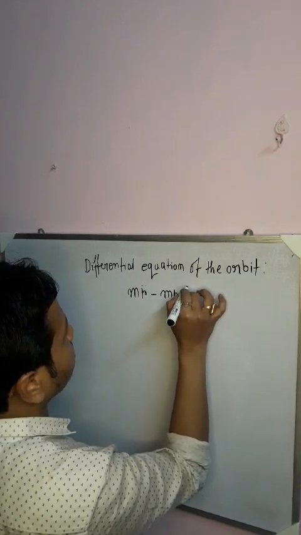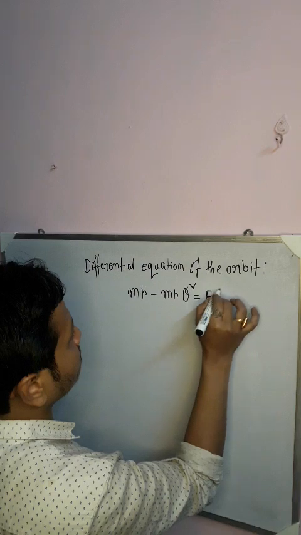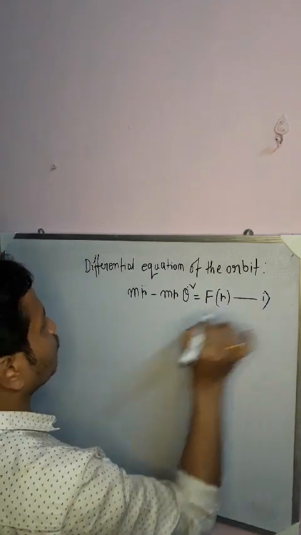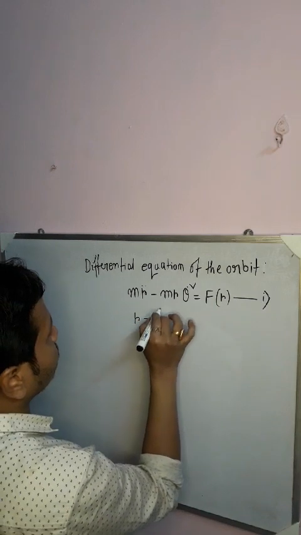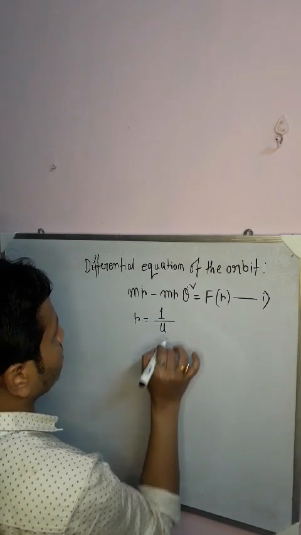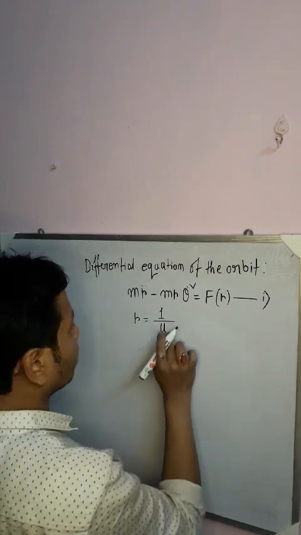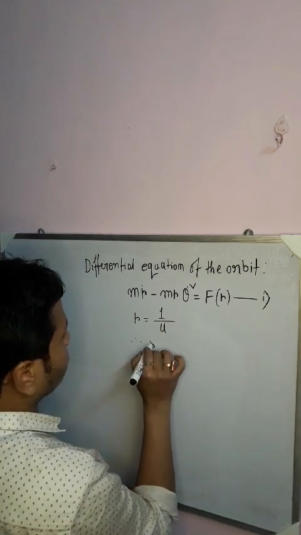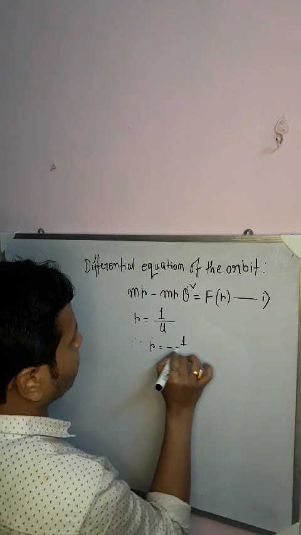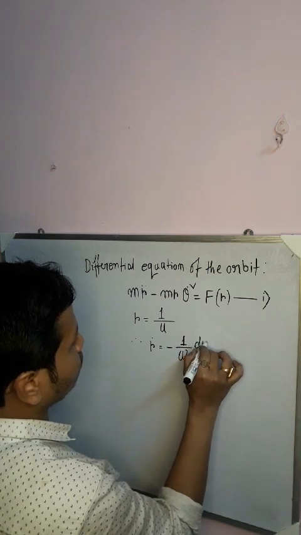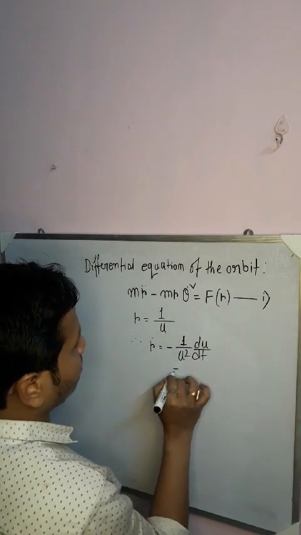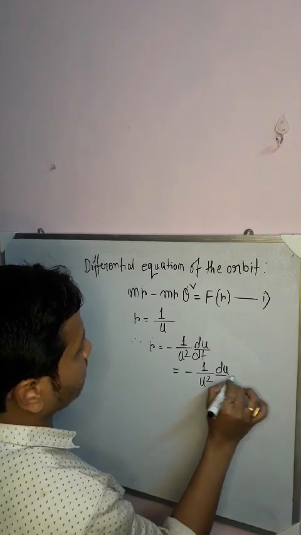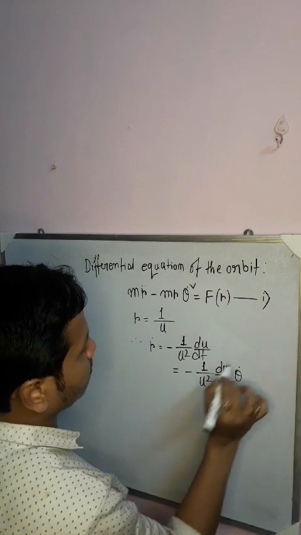minus m r theta dot square equals f of r. Okay, now we assume here r, we take a new variable u, we introduce a new variable u such that r equals 1 upon u. So what will be my r dot? Simply minus 1 by u square du dt. Now we have to convert this in terms of theta variable. So you can write du d theta, theta dot.